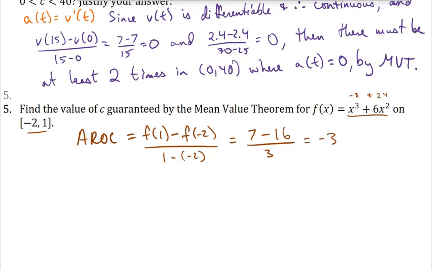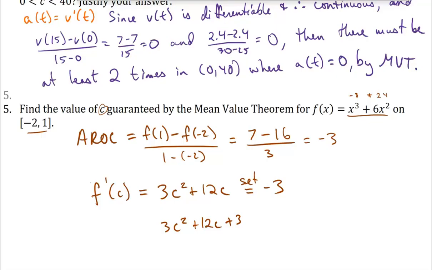And then, because this function is differentiable and continuous, I know there has to be at least one time where the derivative is equal to negative 3, but now we're figuring out where that is. So f prime of c, and if you have an x there, it's no big deal. I'm using a c because that's what they've called the variable here. So f prime of c would be 3c squared plus 12c, or again, 3x squared plus 12x is fine. And I'm going to set that equal to negative 3, and then we're going to solve that. So 3c squared plus 12c plus 3 equals 0, divide by 3, c squared plus 4c plus 1 equals 0.